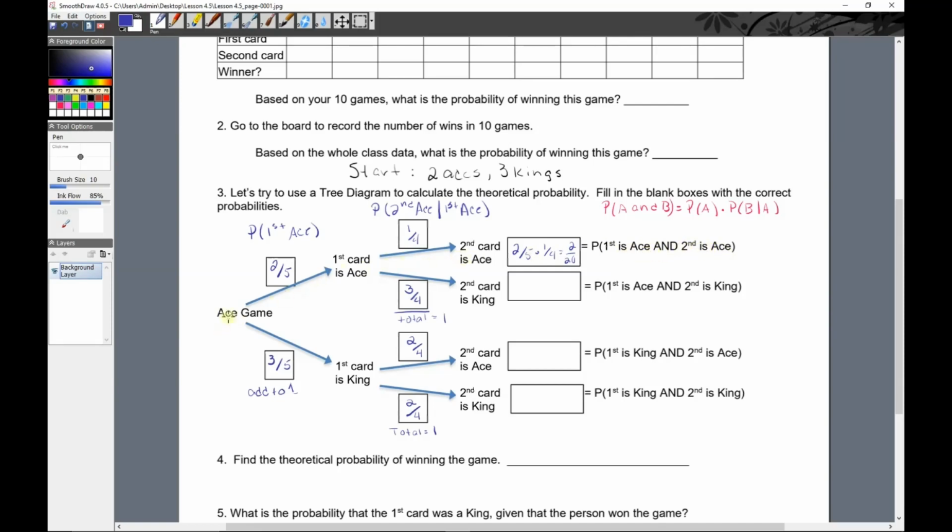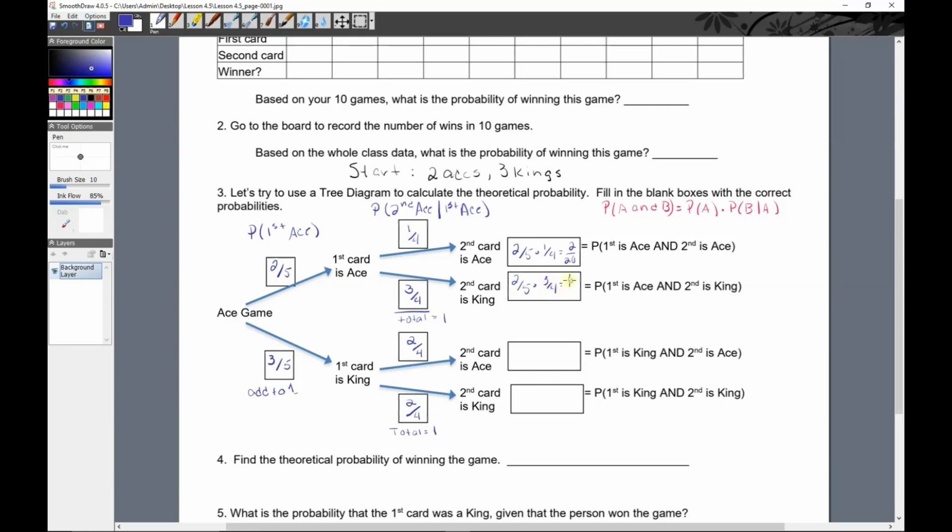We can get the next conditional. The next joint probability. These are all joint probabilities. So to get the probability that the first is an ace and the second is a king, that'll be 2/5 times 3/4.